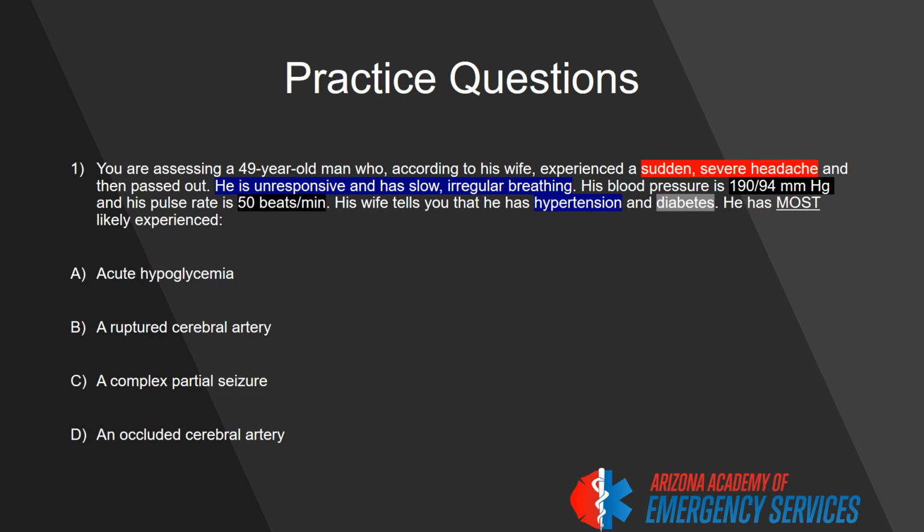His blood pressure is 190 over 94 millimeters of mercury. Of course, we can mark that as empirical findings. And his pulse rate is 150 beats per minute. Again, we mark that as empirical findings. His wife tells you that he has hypertension and diabetes. He has most likely experienced... You can see that we marked hypertension as primary information, and I'll explain why in a second. We marked diabetes as secondary information. Again, this could be distracting information.